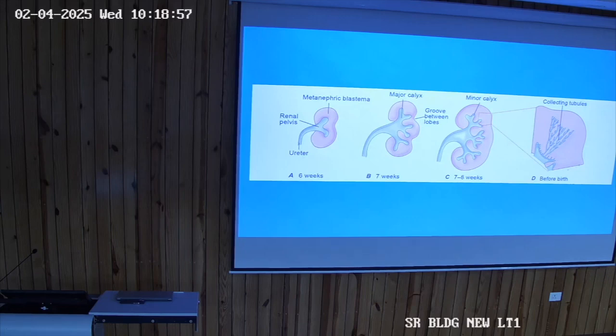So you can say there are two parts of this developing kidney. There is the collecting duct and there is the excretory unit. So what about the excretory unit, which is going to develop from the metanephros?